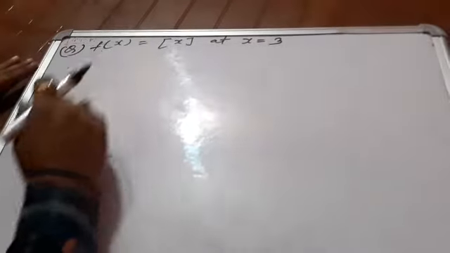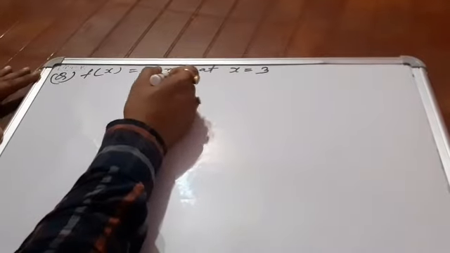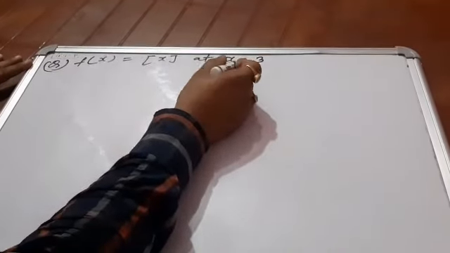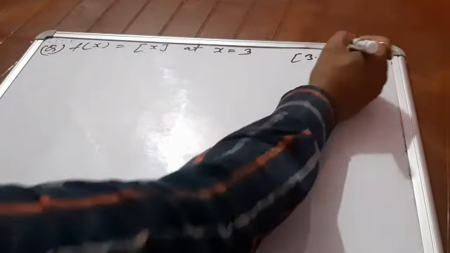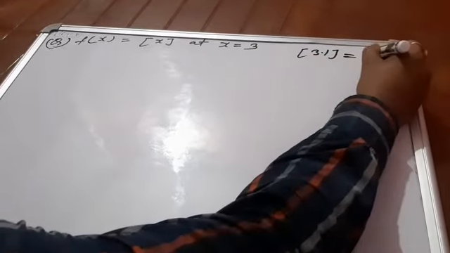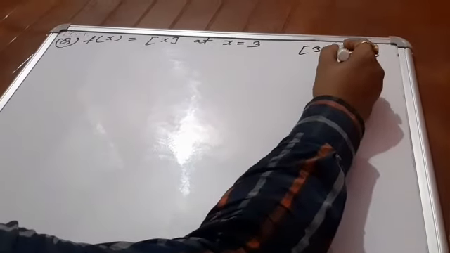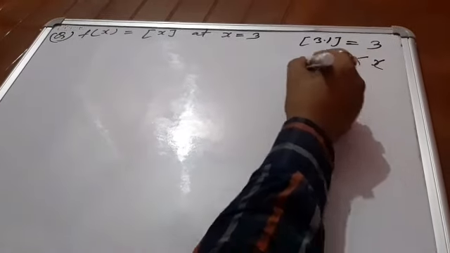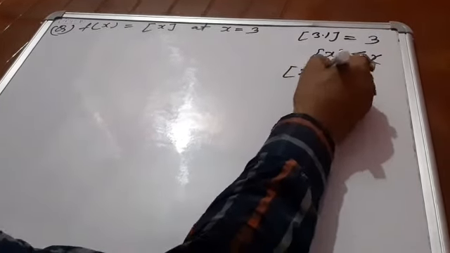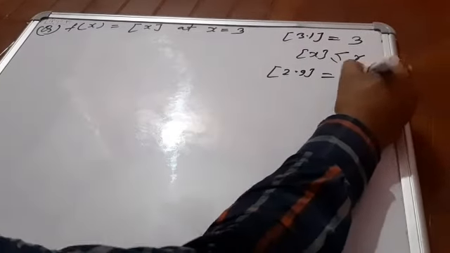Now come to this portion. Test the continuity of the greatest integer function at x equal to 3. Before that, just tell me how much is its value? 3 or not? I told you the greatest integer of x is always less than or equal to x. Do you remember? Greatest integer of 2.9, how much is it? Yes, it is 2 only.